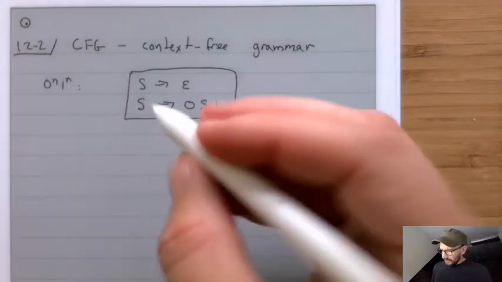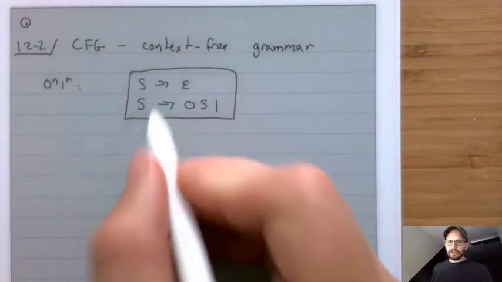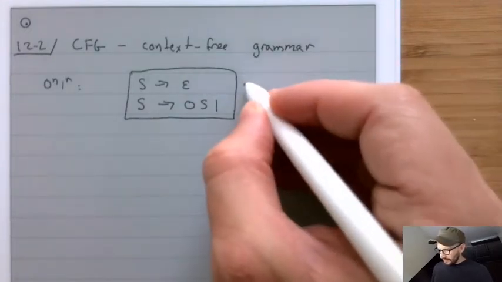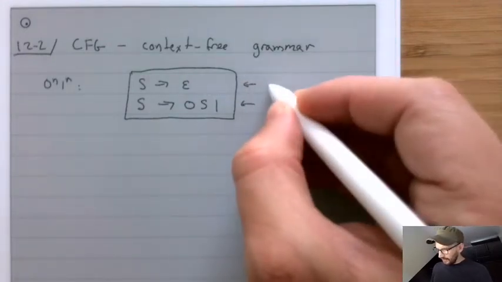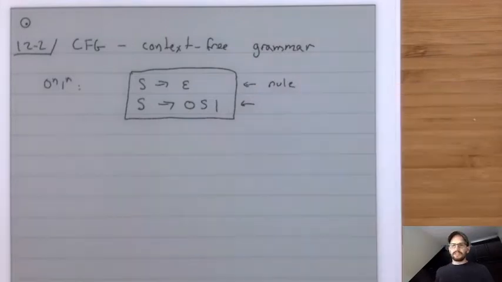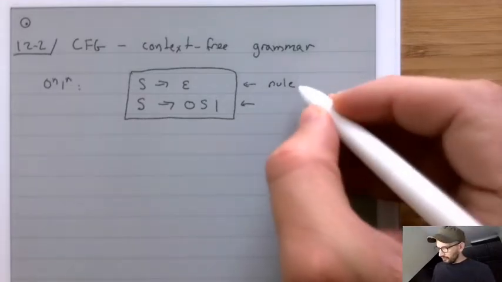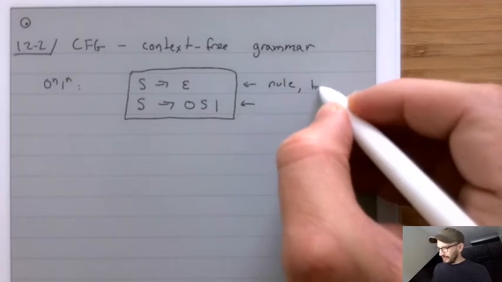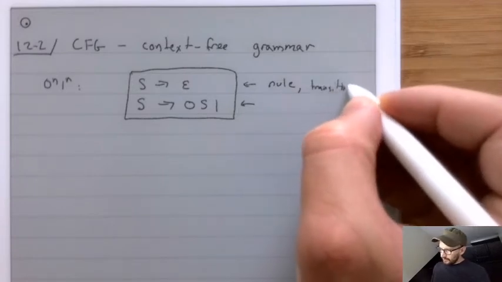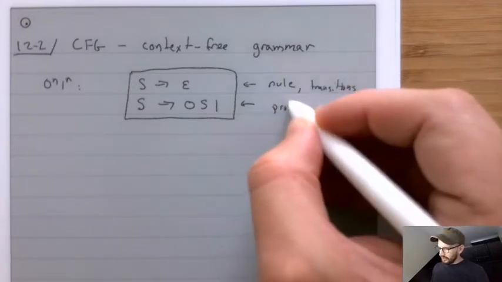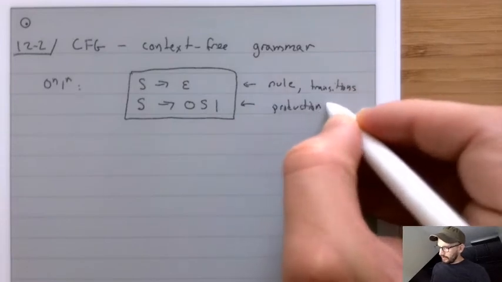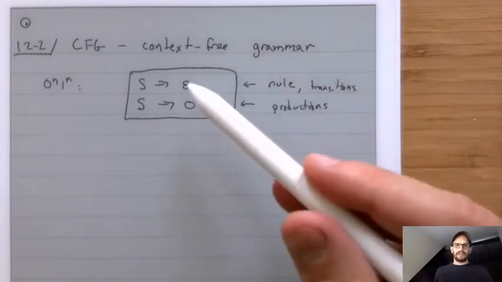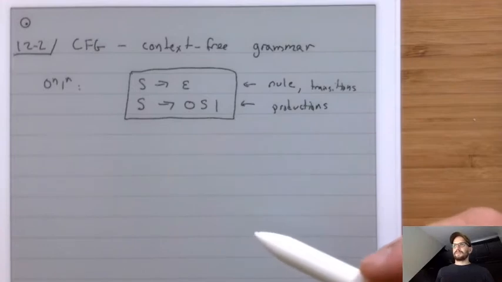So the first thing to talk about is the structure of this. Each one of these things, this and this, is called a rule. Now it turns out that with context-free grammars there are many, many different terms for all the different pieces. So we call these rules, we call them transitions, we call them productions. Those are each names for each one of these two things.